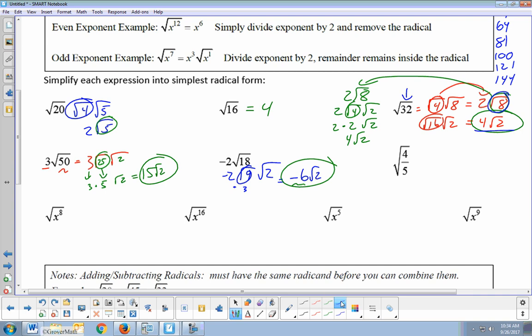Square root of a fraction: just split it up into the square root of the numerator and the square root of the denominator, and treat them separately. Here, the square root of 4 is 2 because it's a square, and rad 5 can't be reduced, so we just leave it like that. All right, how about variables?